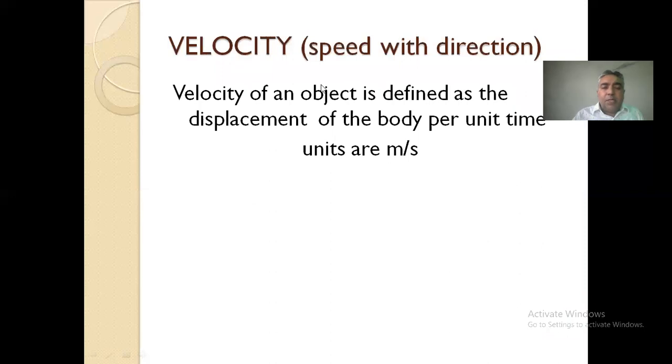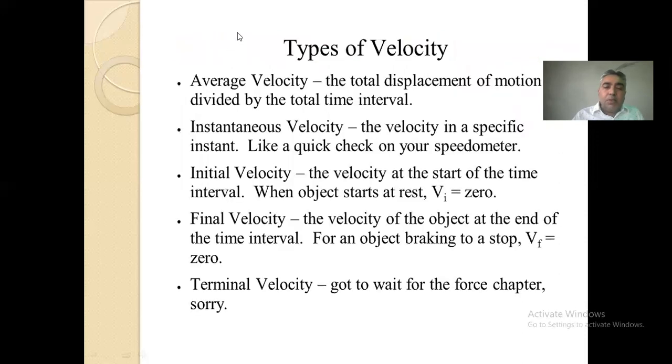Speed with direction is known as velocity. The velocity of an object is defined as the displacement of the body per unit time. Its unit is meter per second. Today we have to cover the types of velocity: average velocity, the total displacement of motion divided by the total time interval; instantaneous velocity, the velocity at a specific instant, like a quick check on your speedometer; and initial velocity.